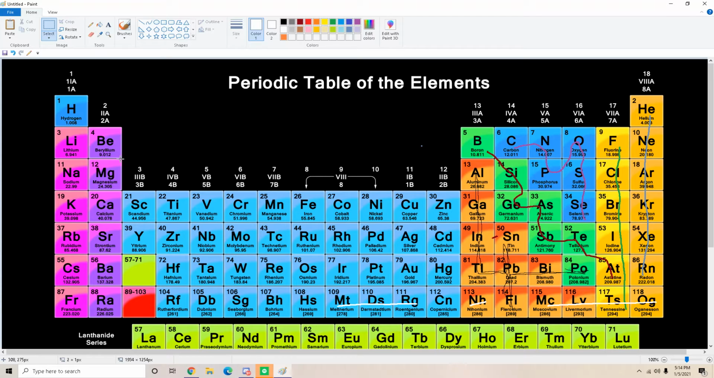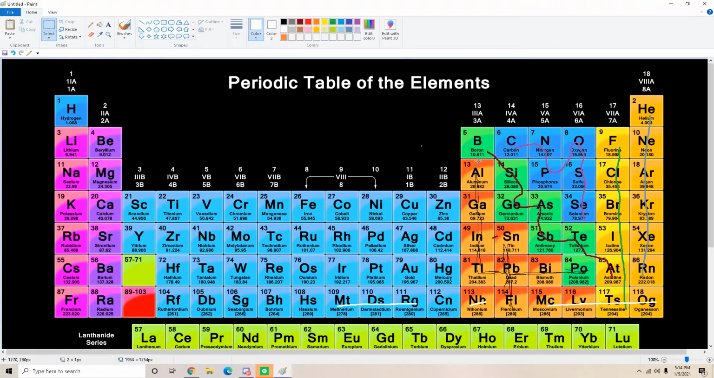Group 3 to 12, as you can see from this whole group, is called transition metals. They are metals just like alkaline earth metals, but they hold their electrons differently than any other element in the table.